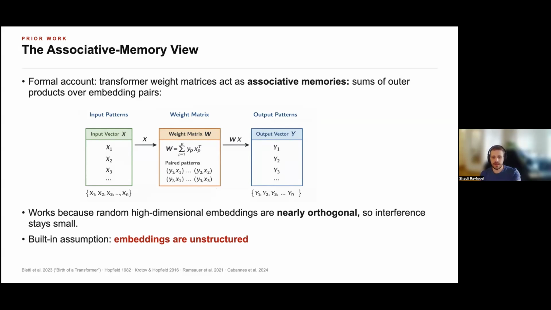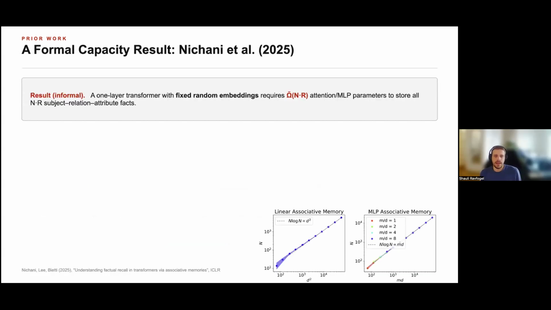Notice that a particular assumption here is that the embeddings are unstructured. Usually we model them as a unit vector on some high dimensional sphere. And there are attempts to calculate the capacity of such constructions, both in this linear structure and in actual MLPs that approximate this linear associative memory.